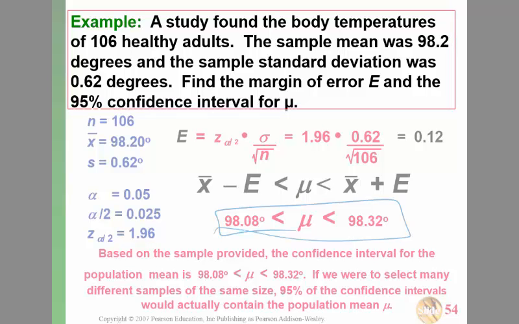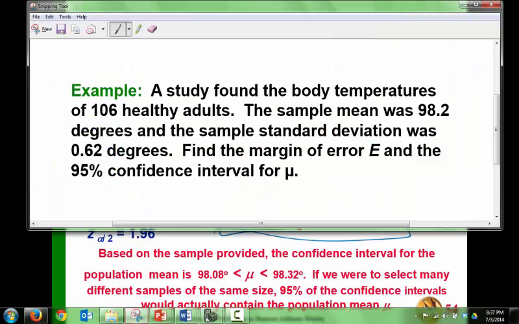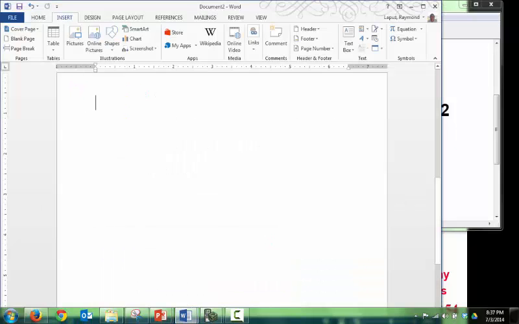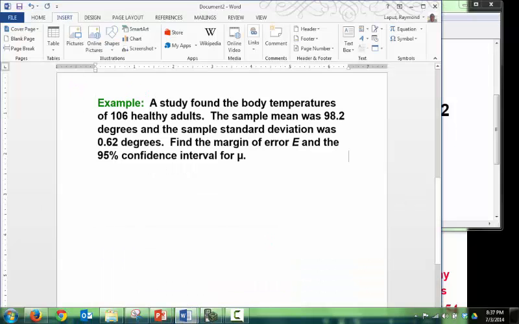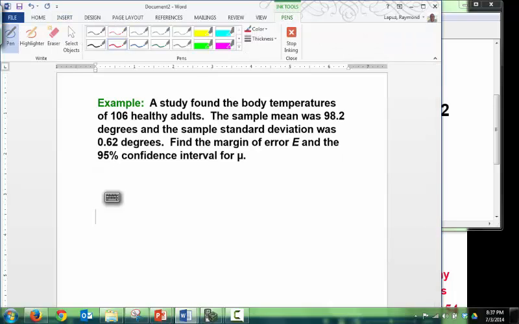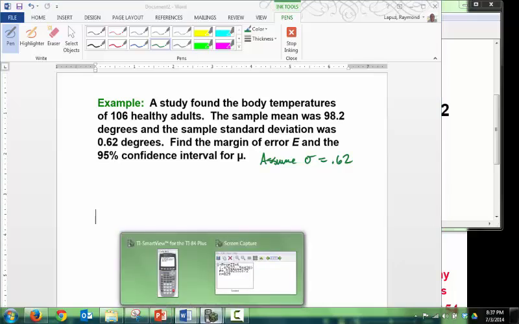So all I'll do is take this problem and put it on another file. And we also need to assume, and we'll make this assumption here, assume sigma is 0.62. All right, so let's take out our calculators.